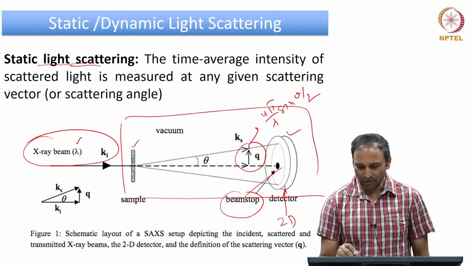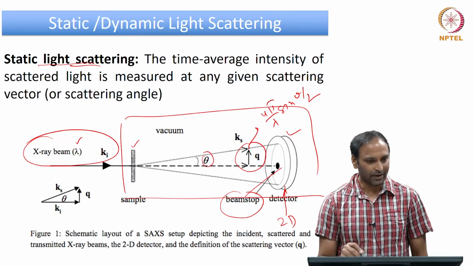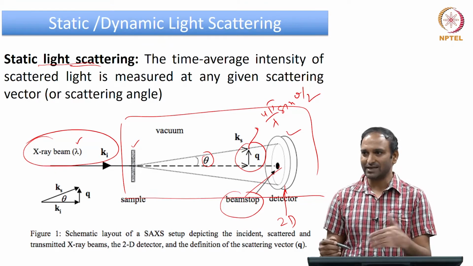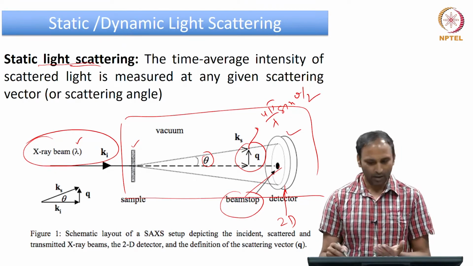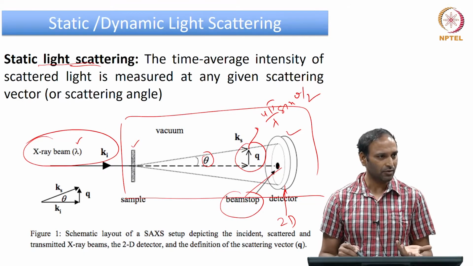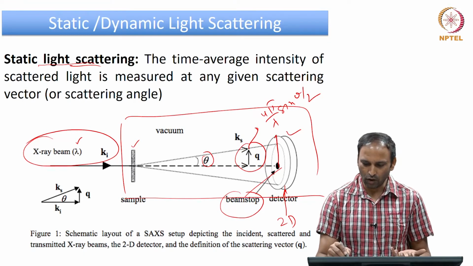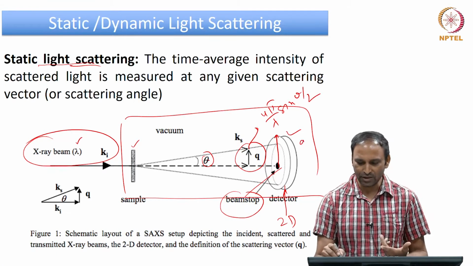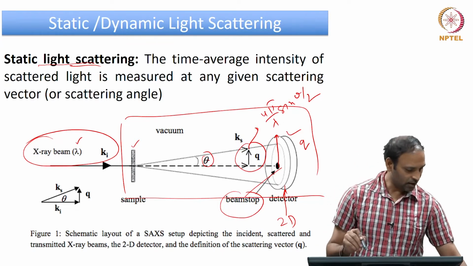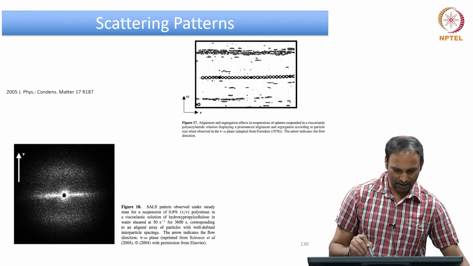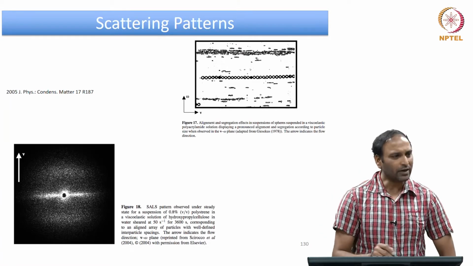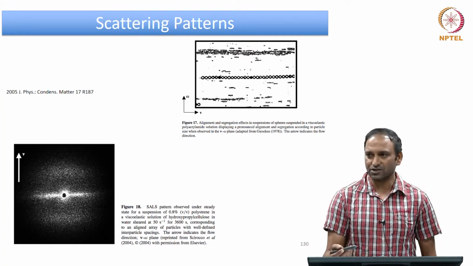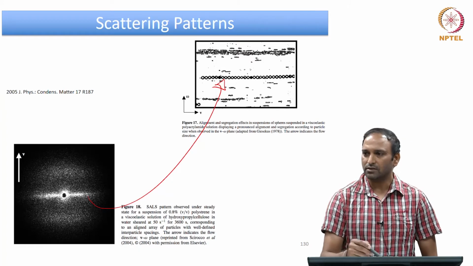Because when you're changing theta, theta in the center is going to be 0, because your incident beam and the scattered beam, the angle between them at that particular location will be 0. Therefore, if you go outward, what is changing is theta, and in turn what is changing is your q. So typically, one gets patterns like this, and these patterns will have information about the structure that is inherent to the sample that you are working with.